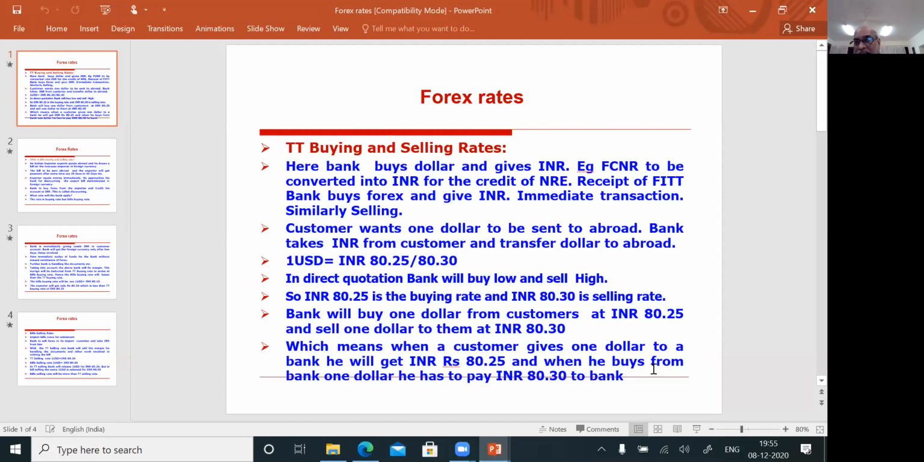Now, TT buying rate and TT selling rate. What is that? What is bills buying rate, bills selling rate? What is that concept? Most of you are aware. Again, this is just for information. If the question is asked, you should not miss it.